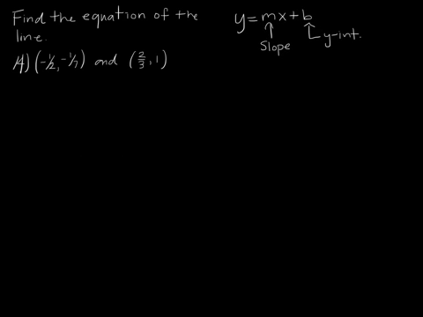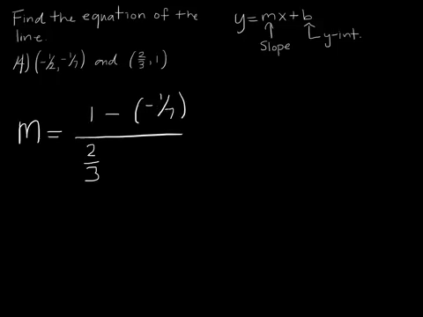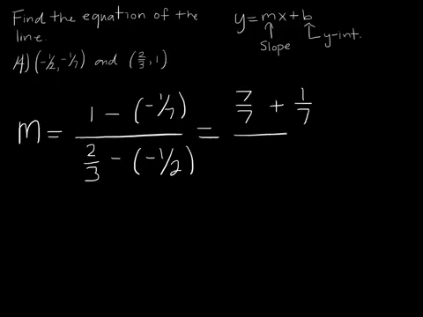To find the slope is the same method as before. We need to take the change in y over the change in x. So I'm going to take the second value, or the second point, and subtract from it the first point. So 1 2/3, which is the second point, and I'm going to subtract negative 1/7 and negative 1/2. And this should give me 1 minus a seventh is 7 over 7 plus 1 over 7. So I'm finding a common denominator here.